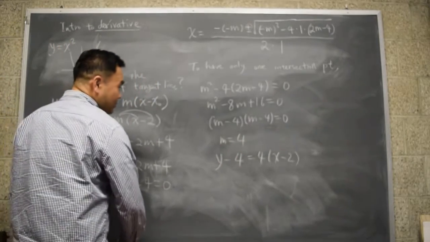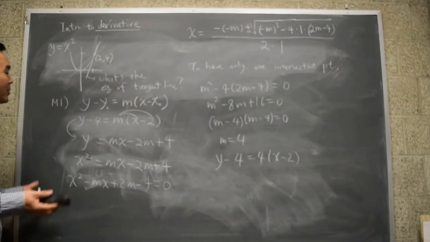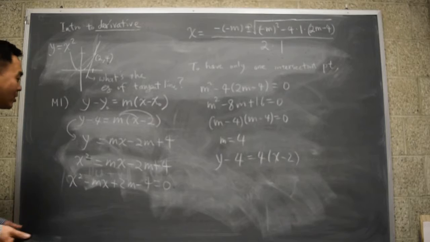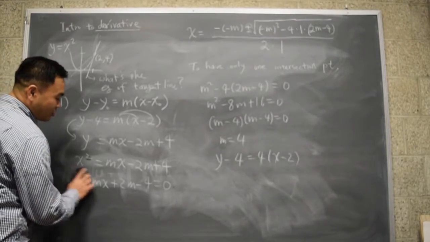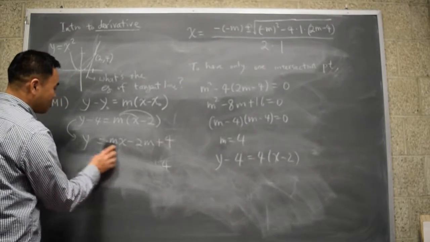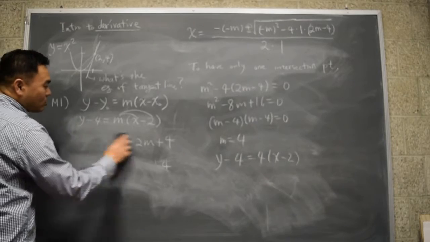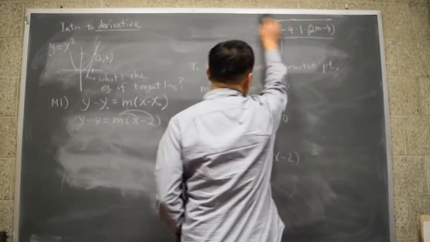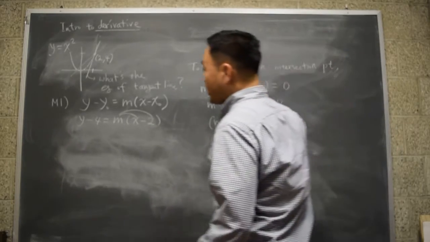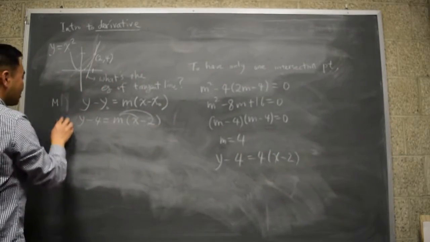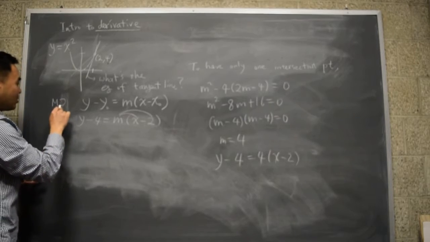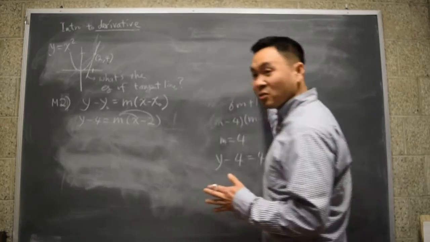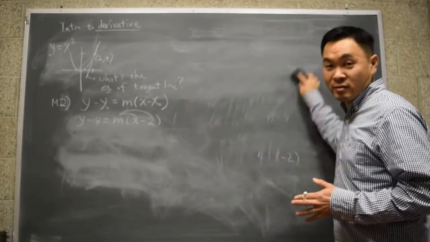Okay, so that's method 1. It's pretty long, but it doesn't use any kind of limits. Now let me show you how this same question can be solved using limits. And hopefully after the second method, you will really appreciate this approach by limits, and you'll be sold on the idea of the derivative.